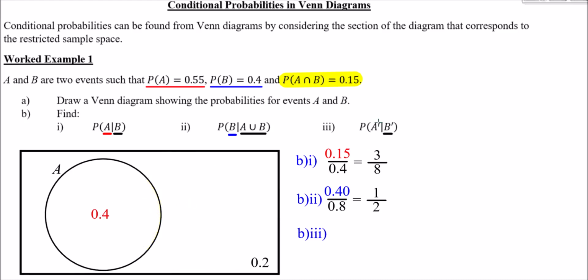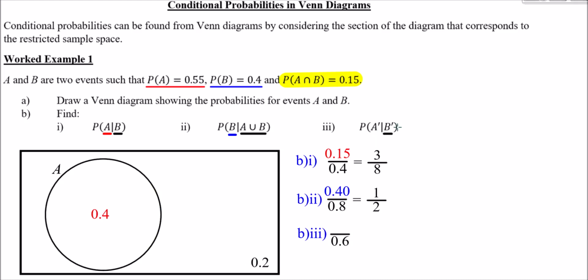So therefore, the things in B dashed is just circle A, which would be 0.4, not including the intersection, because that intersection would have included B, which we're not allowed to, and also 0.2, which was in neither A nor B. So it's out of a total of 0.6. 0.4 plus 0.2 is 0.6.